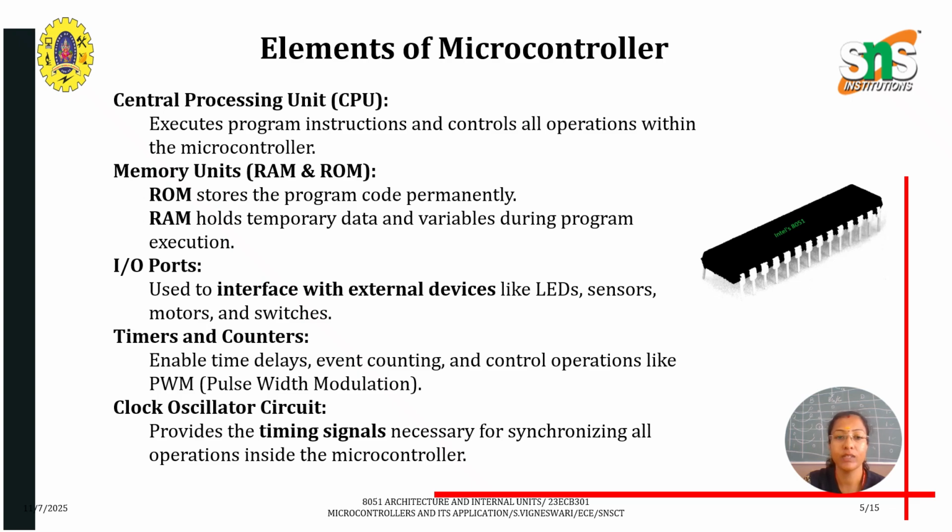And next comes the memory unit, random access memory and read-only memory. Random access memory holds the data used for arithmetic and logical operations, and hence the storage of data is temporary. Whereas the read-only memory holds the program code instructions to be executed for the necessary operation, and hence ROM acts as a permanent program code memory storage here.